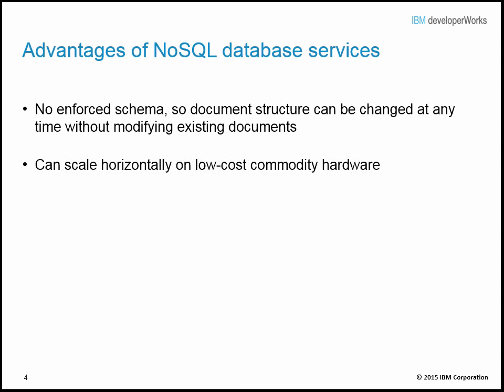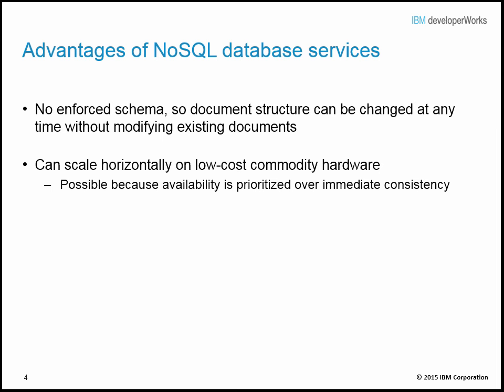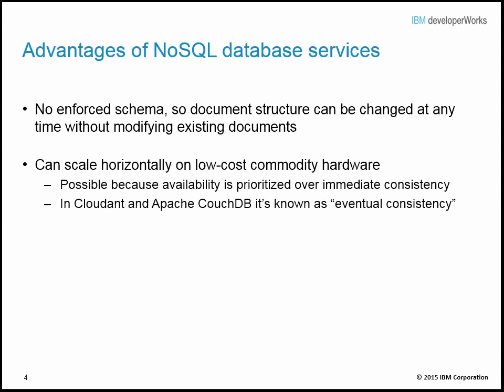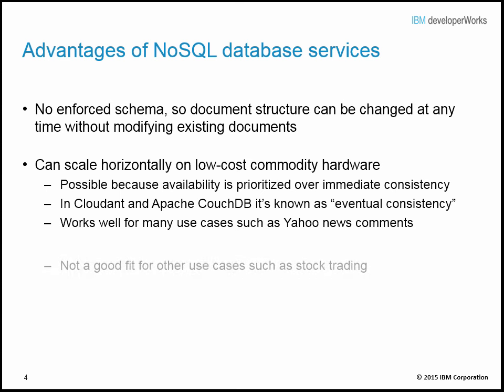Another advantage of NoSQL database services is that they typically scale horizontally on low-cost commodity hardware. And this is possible because in their design, they prioritize availability over immediate consistency. In Cloudant and Apache CouchDB circles, this is known as eventual consistency. And this actually works well for many different use cases. Let's look at an example.